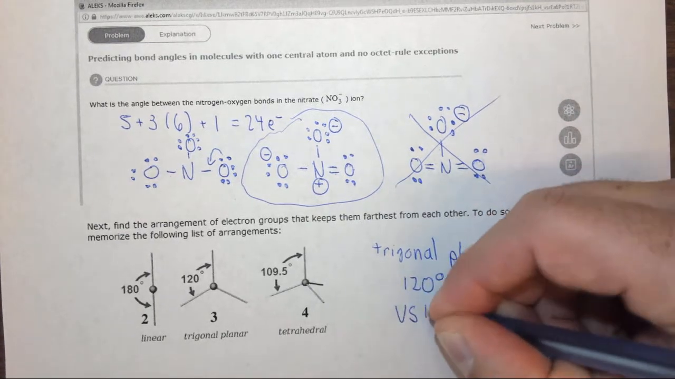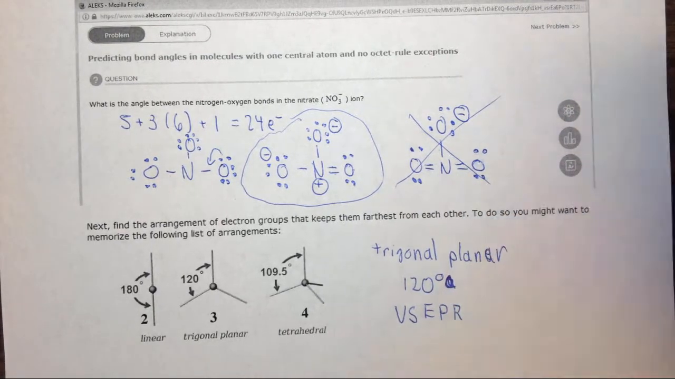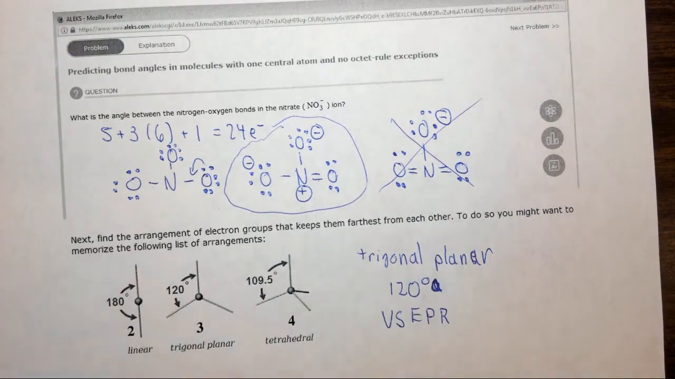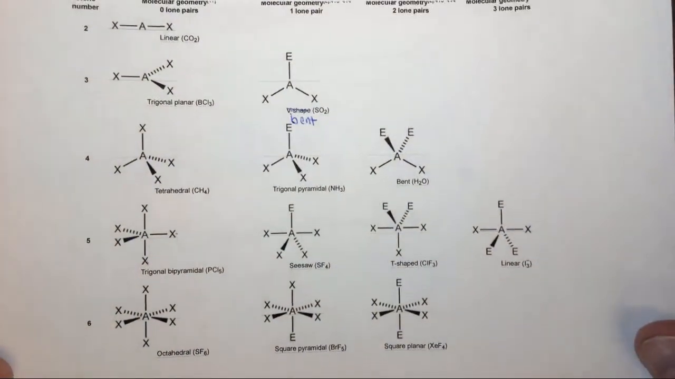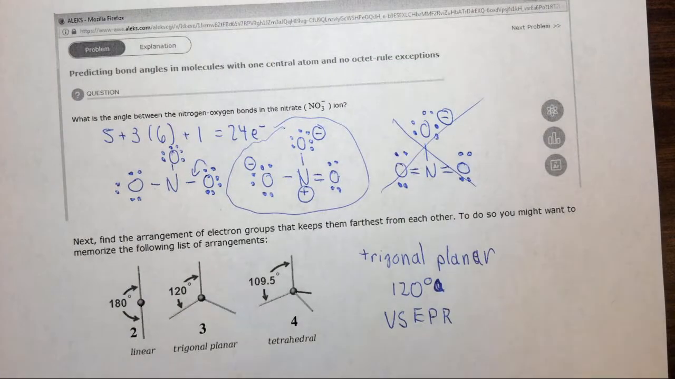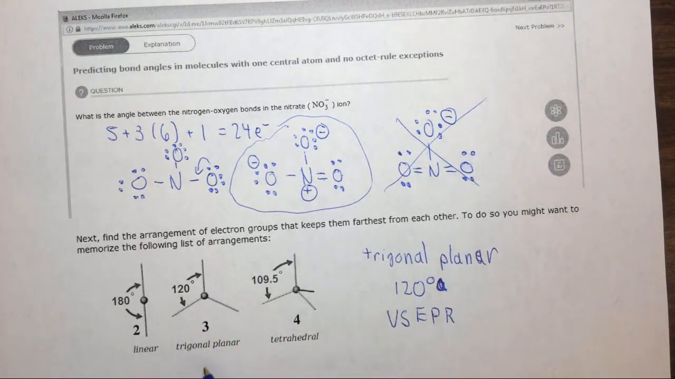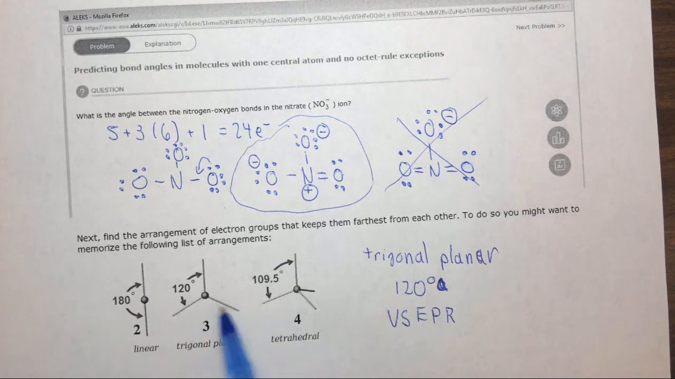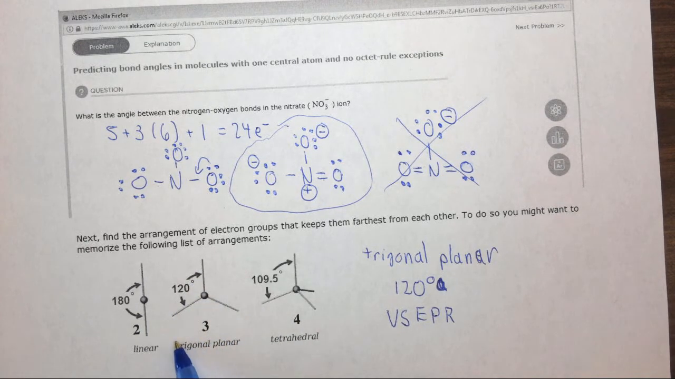VSEPR, valence shell electron pair repulsion, which is what we're talking about here and where these shapes come from, is simply the arrangement in three-dimensional space that keeps the electrons as far apart as possible. So it turns out that if you have 3 things around the central atom, as far apart as these electron groups can be is all in one plane, 120 degrees apart.